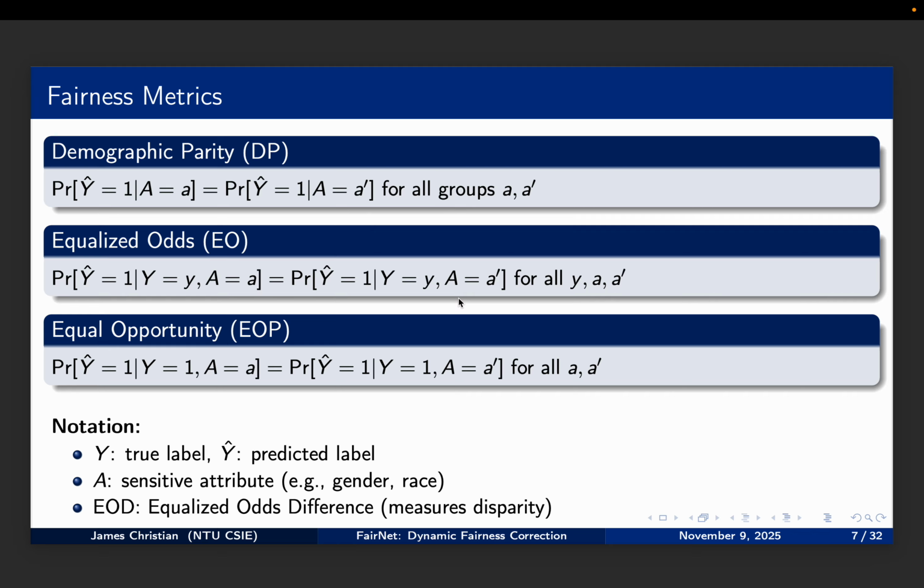Equal opportunity means the probability of predicting Y equals 1 given Y equals 1 and A equals small a should equal the probability given Y equals 1 and A equals small a prime for all groups. In the notation, capital Y is the true label, predicted capital Y is the predicted label, and capital A is the sensitive attribute such as gender or race. EOD is equalized odds difference, which measures disparity.